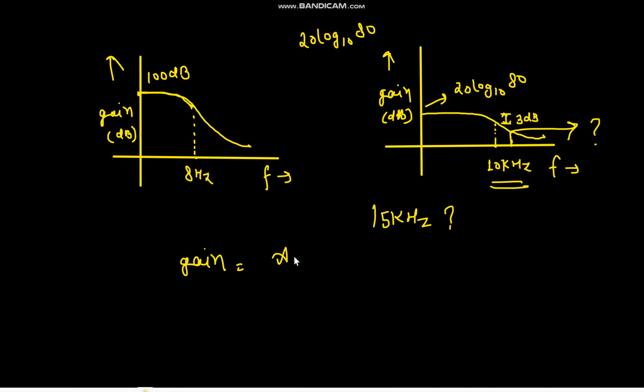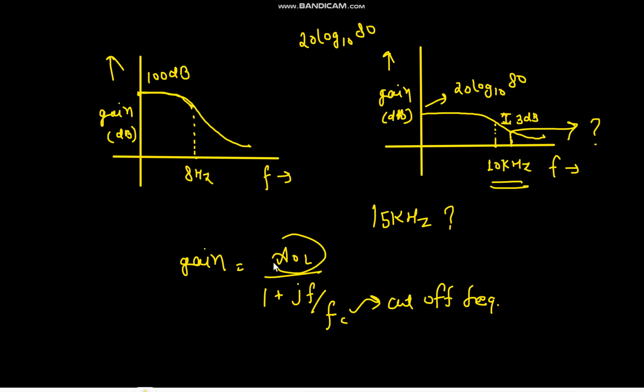So your gain would be open loop gain upon 1 plus j omega upon omega c or omega L, whatever you can write. This is your cutoff frequency, right? You can write it in f or fc, f or omega, in both of the manner you can write it. So I will write it in f manner, f by fc, that you can write. Okay. So now your gain at zero frequency.